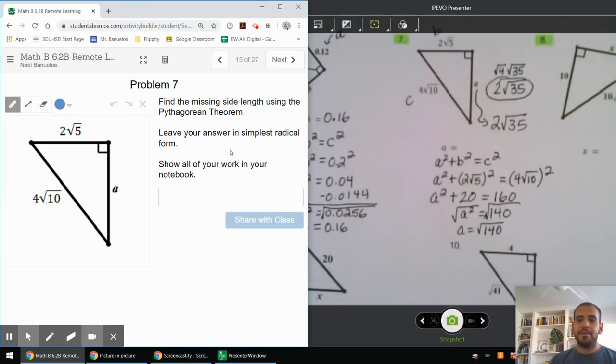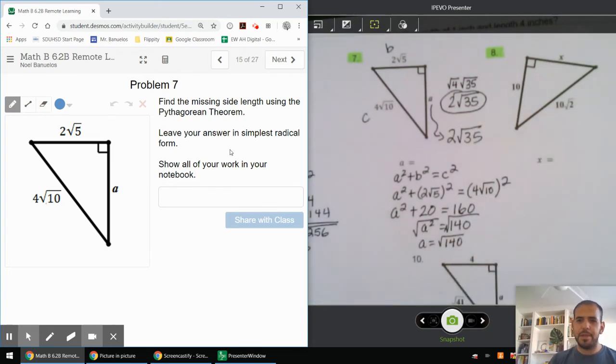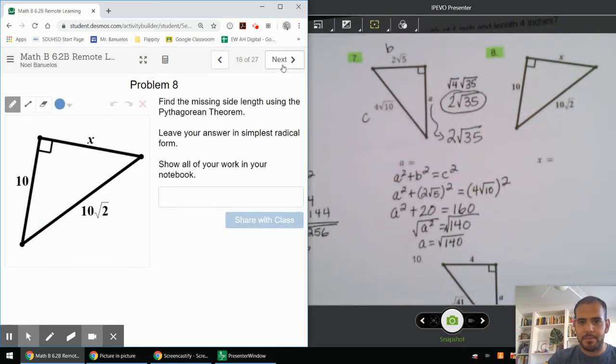Okay? So I helped you on number 7. I'm not going to go over number 8. You should be able to do that, even though I have it highlighted. So for problem number 8, you should check the notes. So we're going to move on.